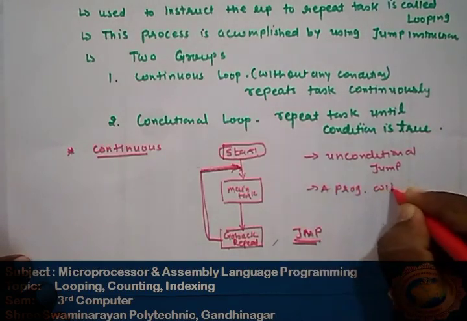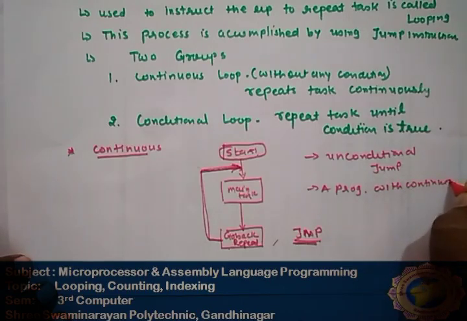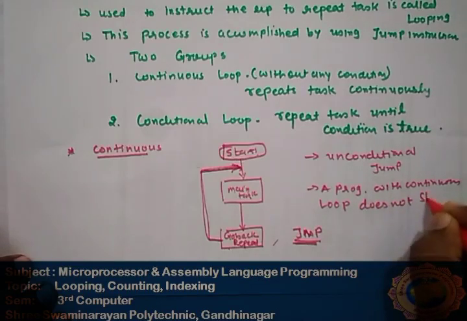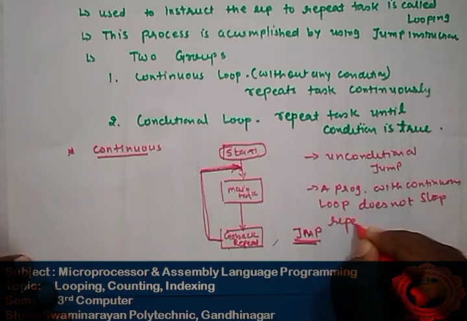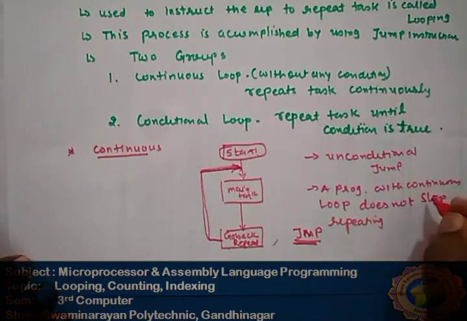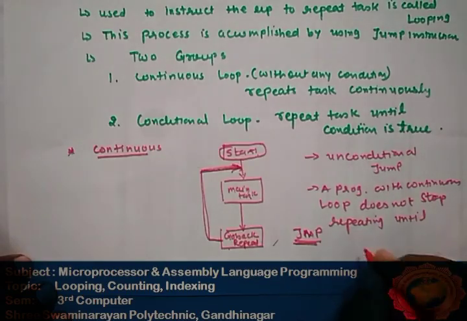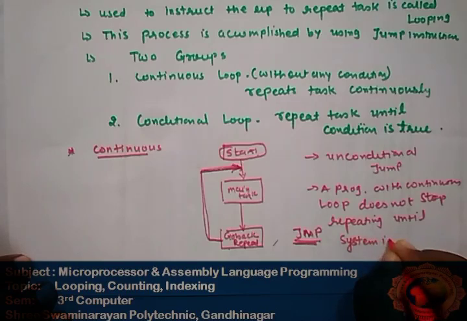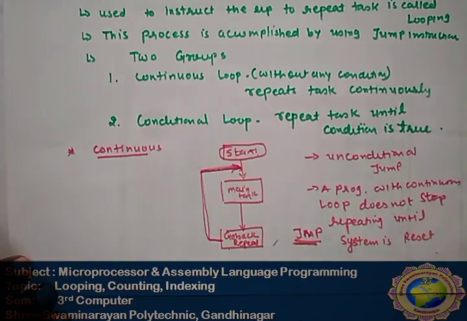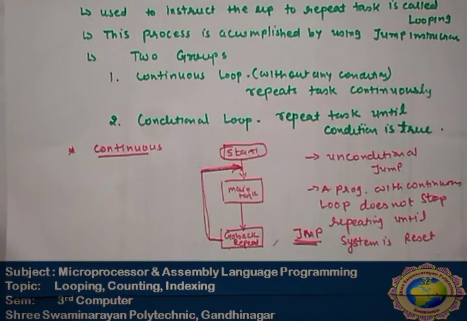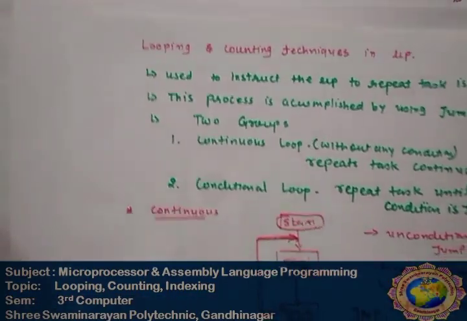So a program with a continuous loop does not stop repeating. Until when will it repeat? Until the system is reset. It means it keeps looping for infinite time. So that is known as continuous looping. Okay, so this is the continuous loop.